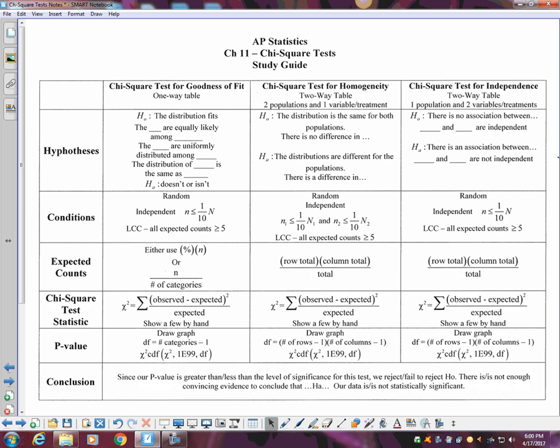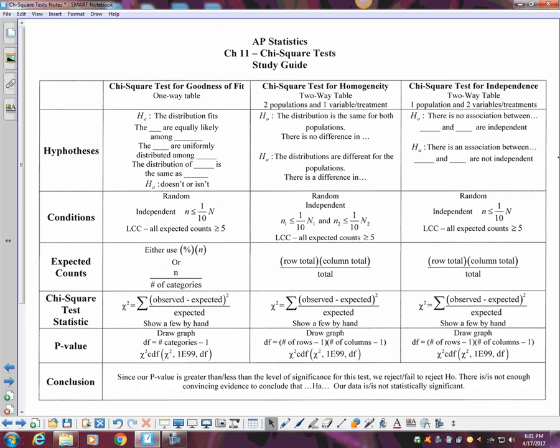Chi-square test for independence, if you have one population and two variables or treatments, this is independent, so you're going to say blank and blank are independent. Gender and reaction to scary movies are completely independent, or they are not independent. There is not an association, or there is an association. And again, that's when you would have one population and two variables. So that's when gender would have been looked at as a treatment.